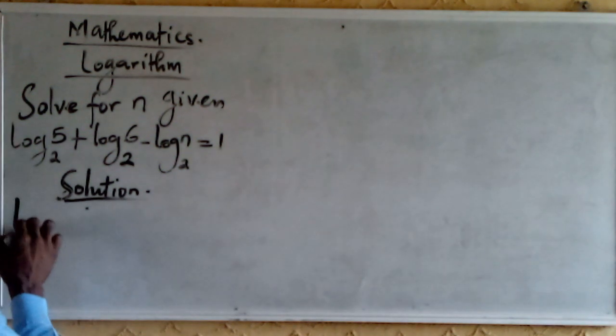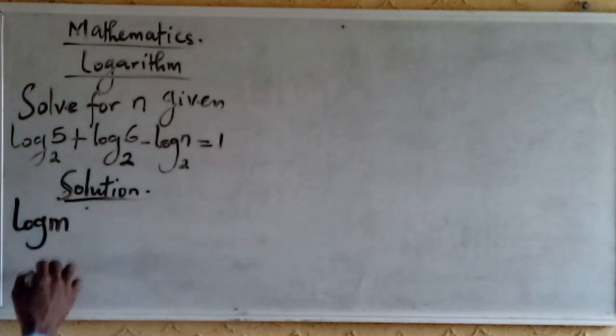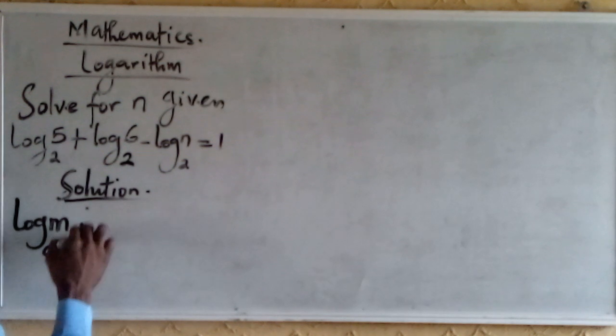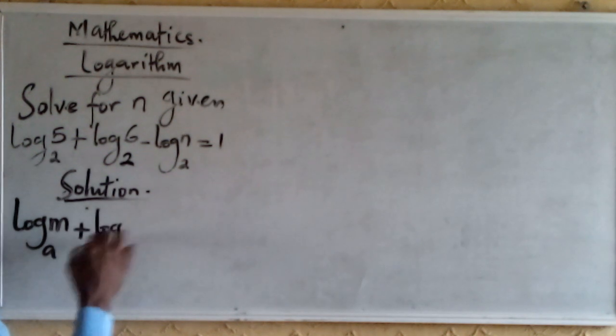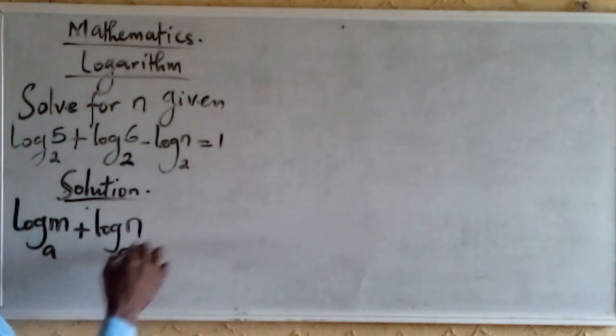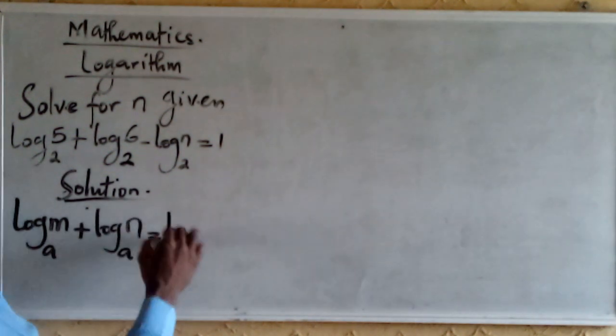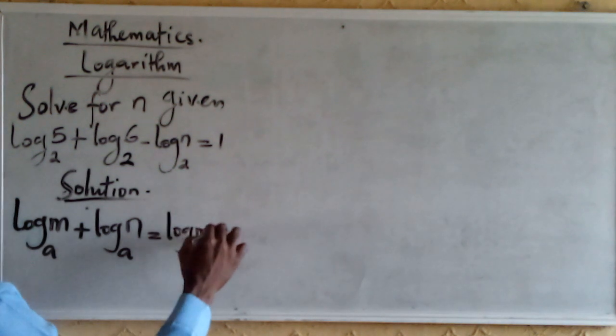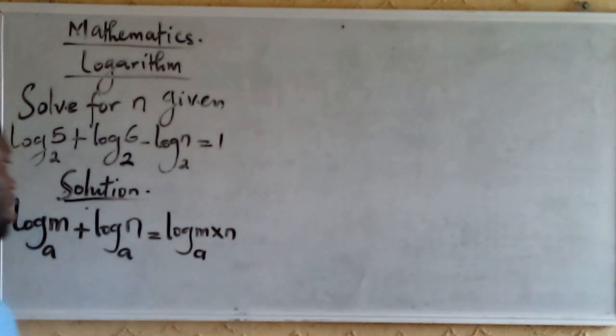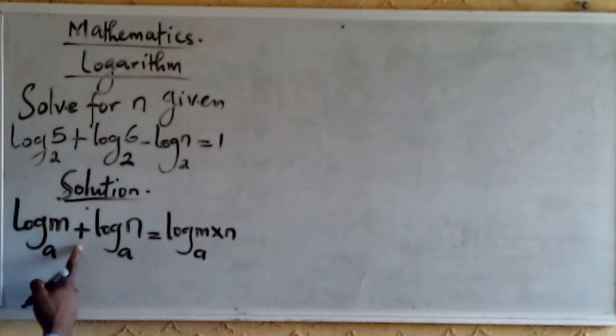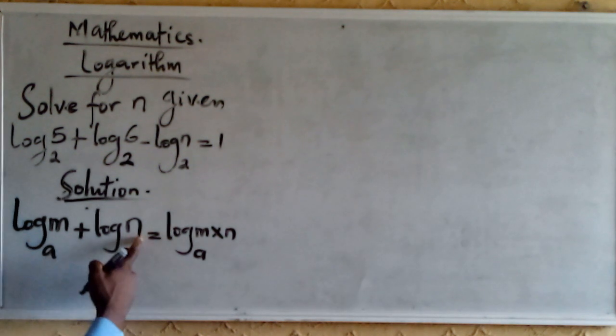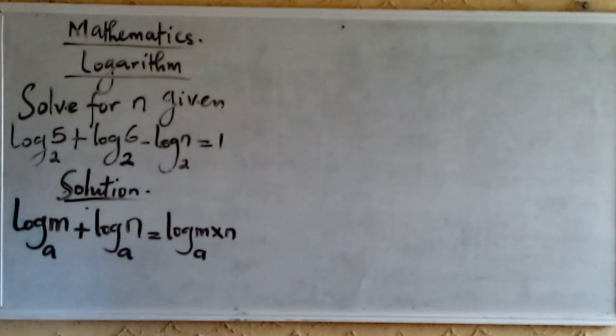Let's say we have log m to base a plus log n to base a. This will be log m times n to base a. In the case of addition given the same base, we multiply the numbers.